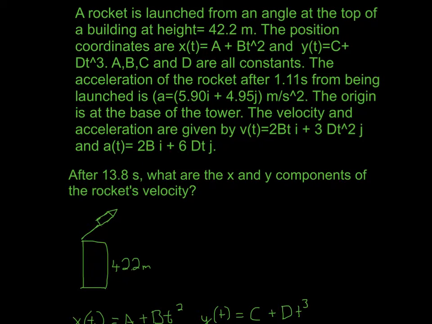In this problem, they ask, after 13.8 seconds, what are the x and y components of the rocket's velocity? So just like the last part, they just want the x and y components. That means they want a velocity formula. And here, the only velocity formula is this one, because everything else is acceleration and position. So we use this one.